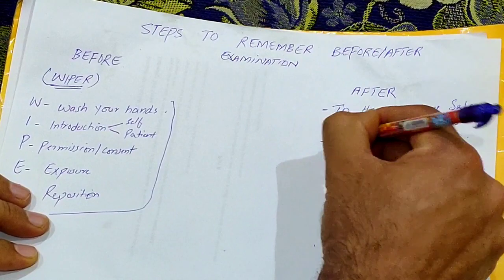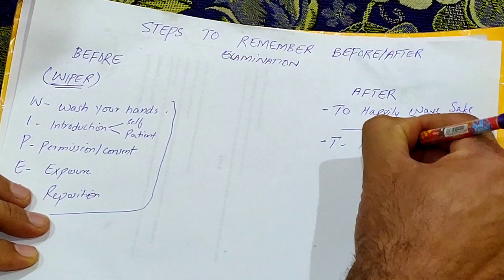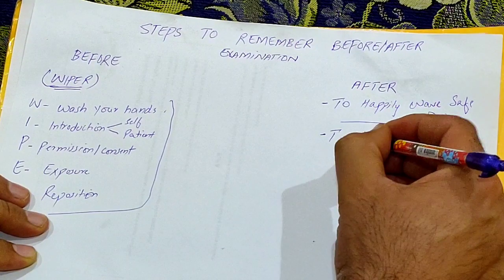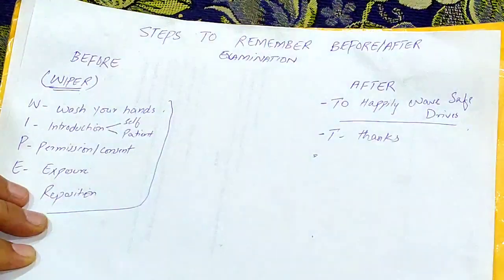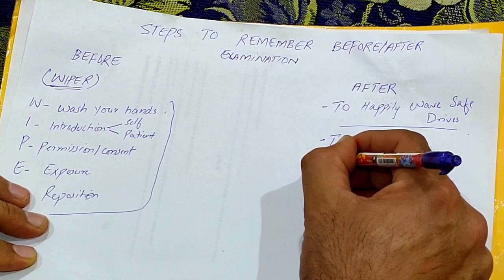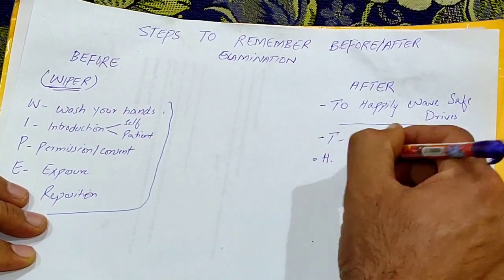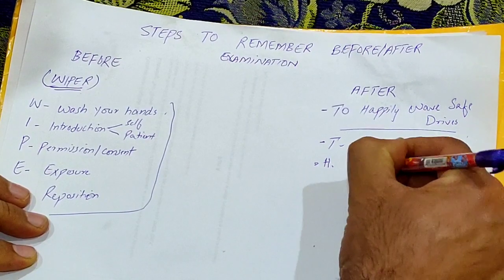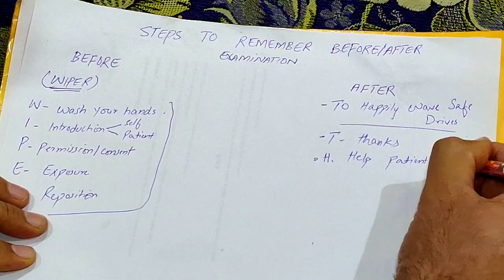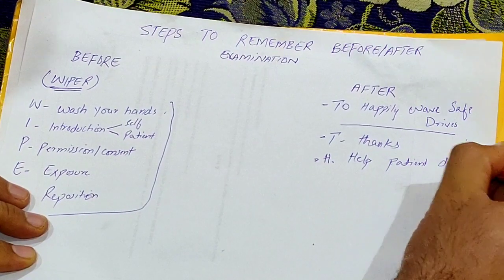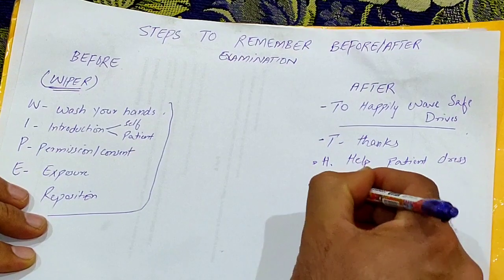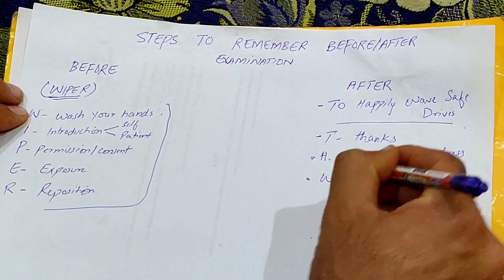T stands for thank the patient. This is really important. Now you have already unbuttoned the upper button of the collar, so the other one is H, help the patient dress. Now coming towards the wave, another one. This is again W, and W stands for wash your hands.